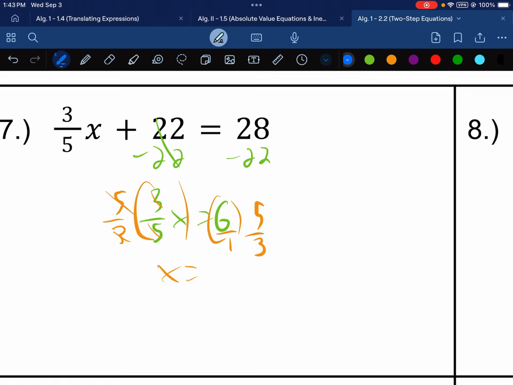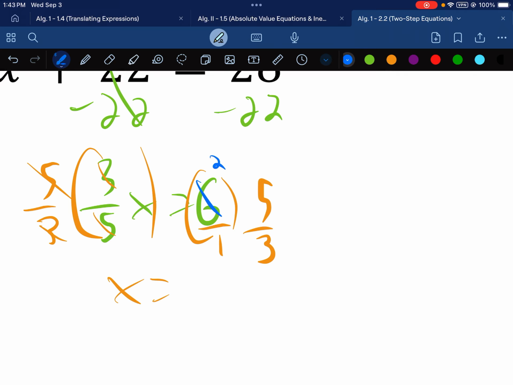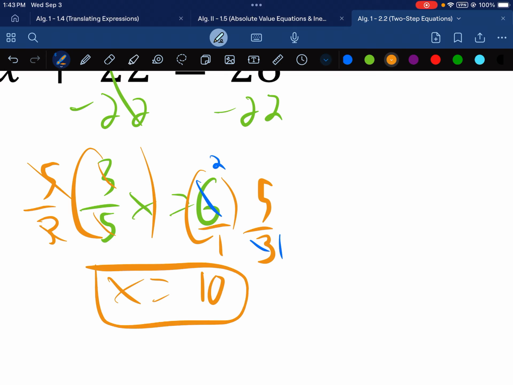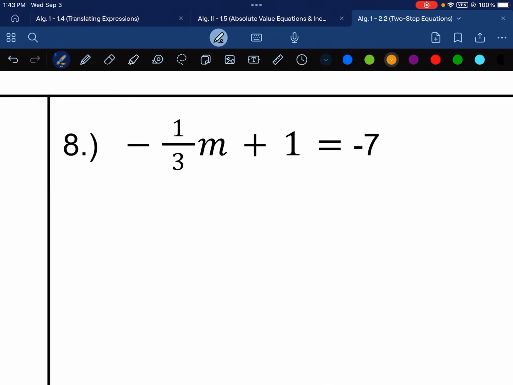Multiply this side by 5 over 3. I'm going to put the 6 over 1 to make my life easier. 6 and 3 diagonally reduced by 3 to become 2 and 1. And multiplying straight across gives me 2 times 5, which is 10. On the bottom we have 1, but 10 over 1 is just 10.